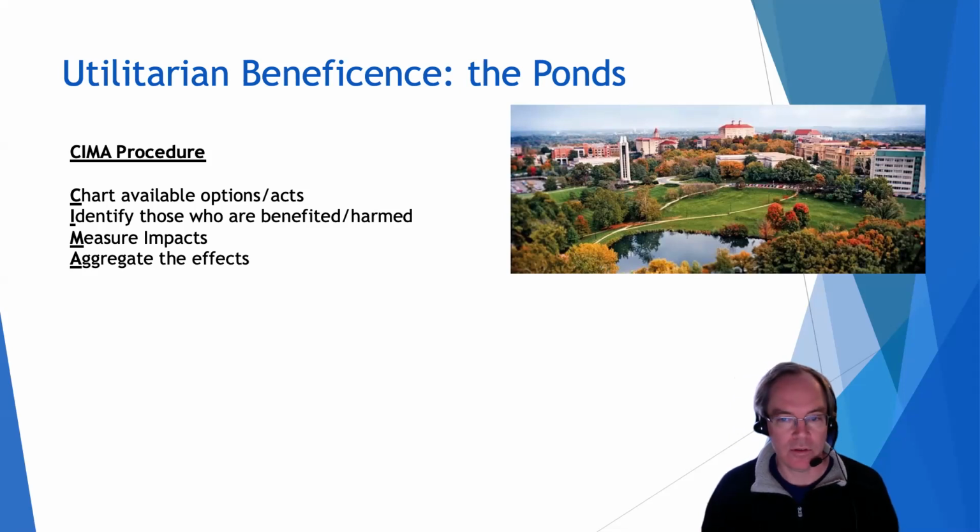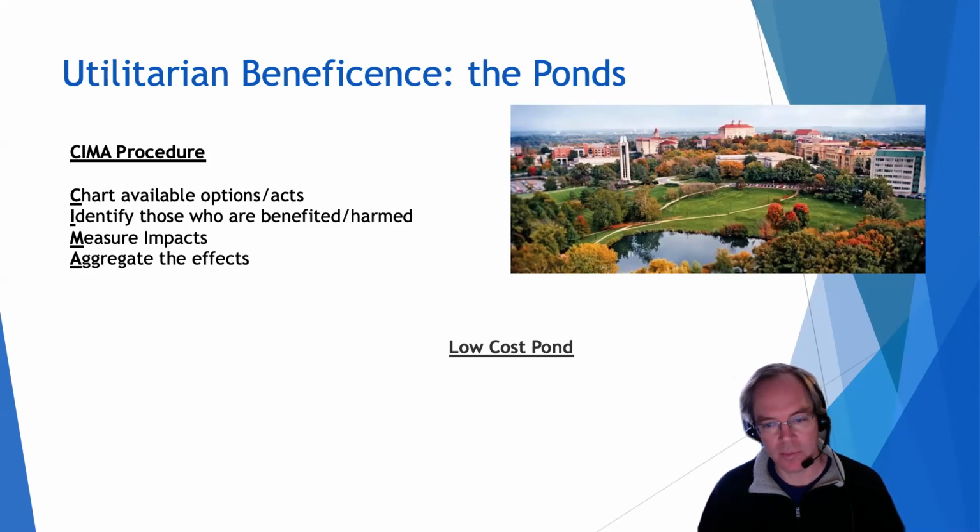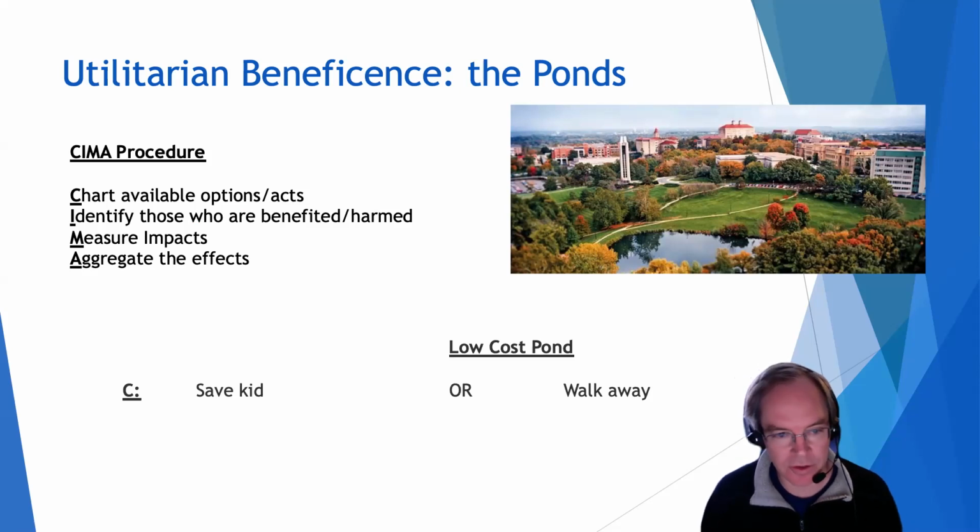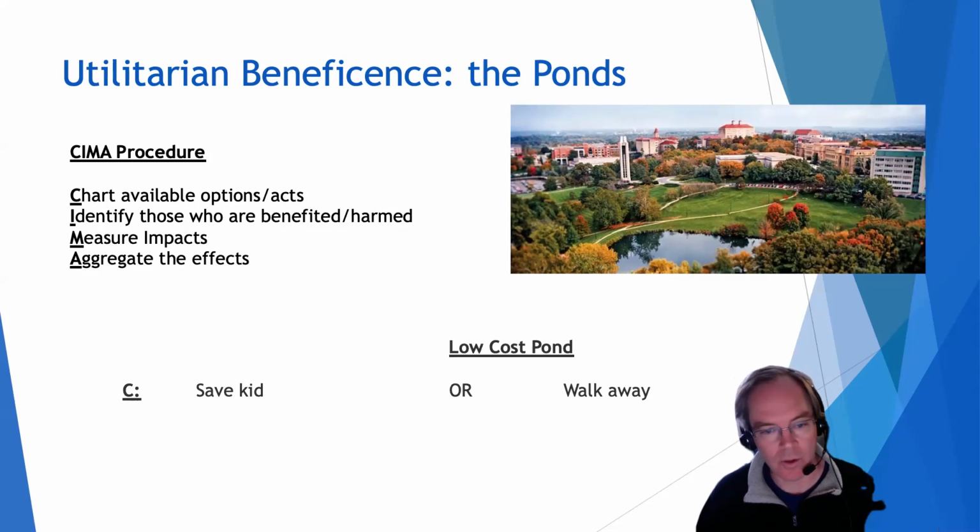And so take the first case. You're walking around campus and you see a small child who is splashing around, drowning in the pond. So the low-cost pond case we talked about, the first thing you would do with this procedure is you want to try to figure out what are the acts that are available to you. So here you could either save the kid or you could walk away.